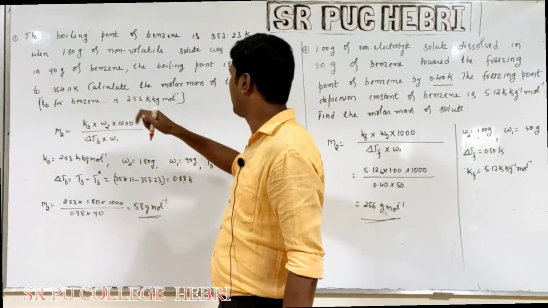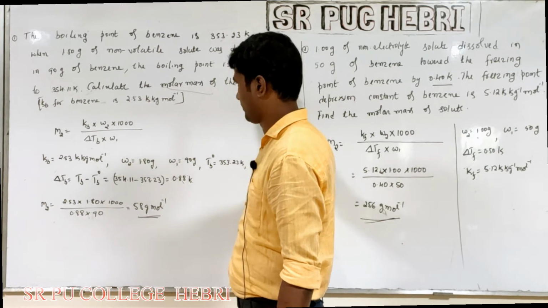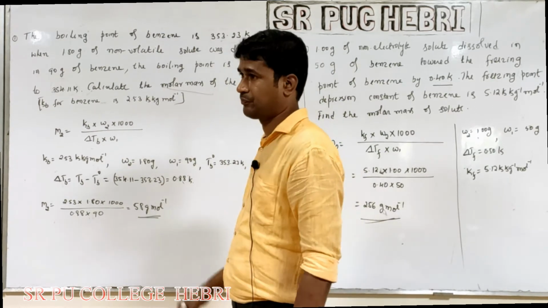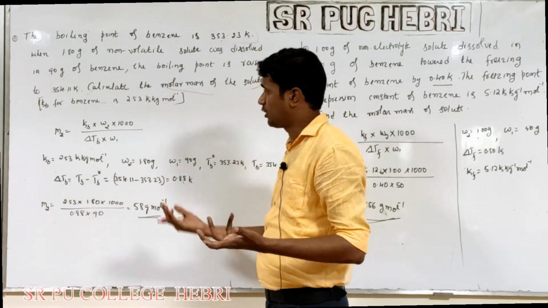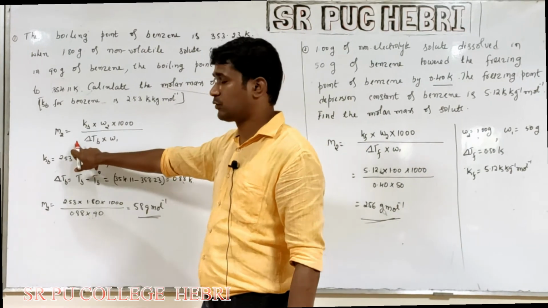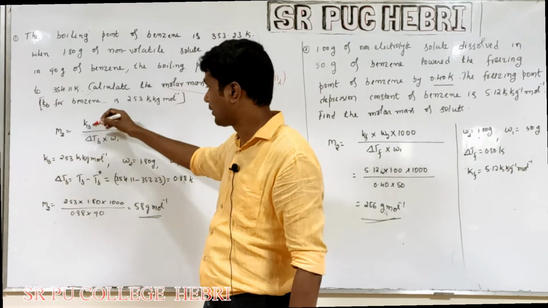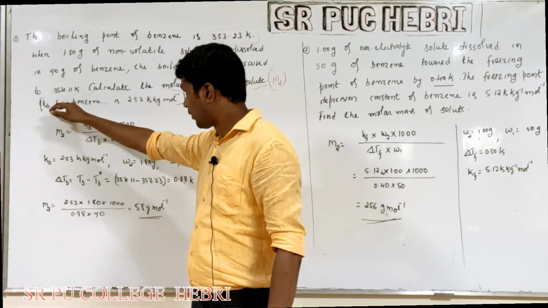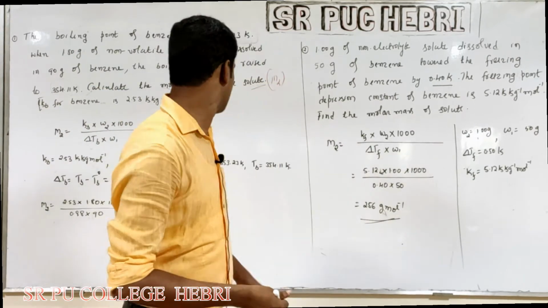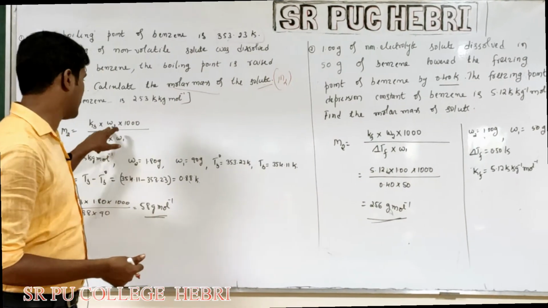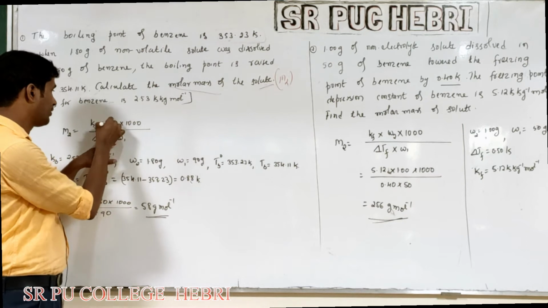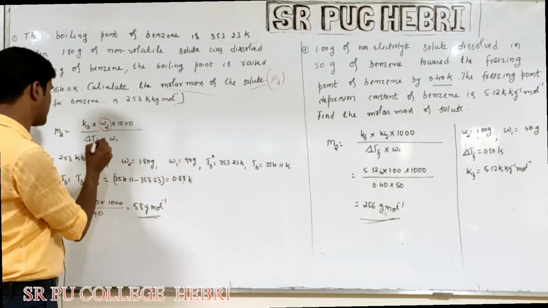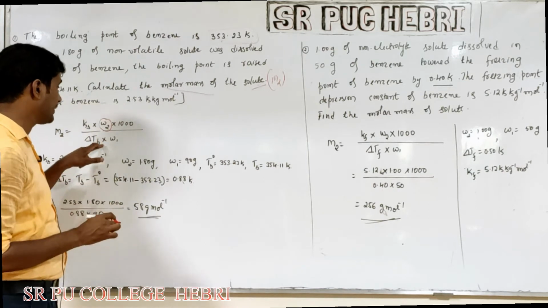Remember, calculate the molar mass of solute. So molar mass is nothing but M2. I already told you about this. Now you have to remember the formula: M2, the molar mass of solute, is equal to Kb. Kb is nothing but what? Molar elevation constant. Kb into W2. What is W2? W2 is the mass of solute, into 1000 divided by delta Tb into W1.